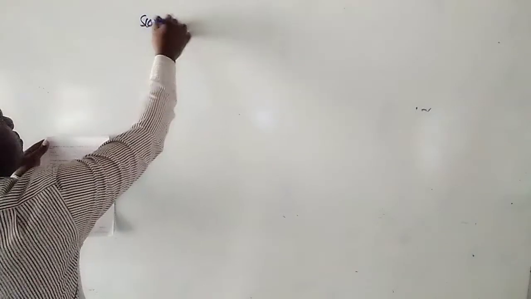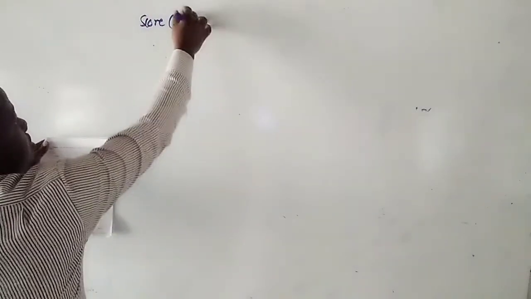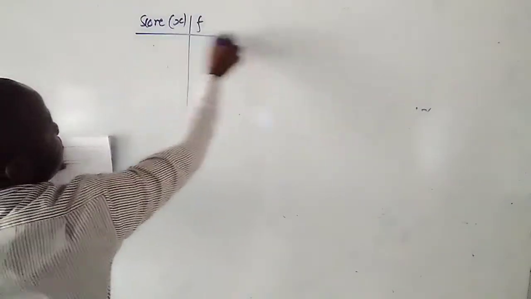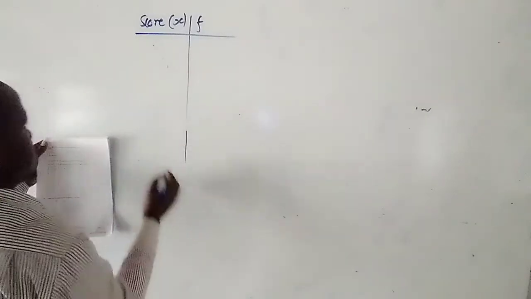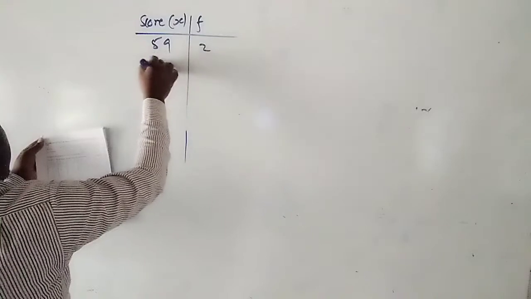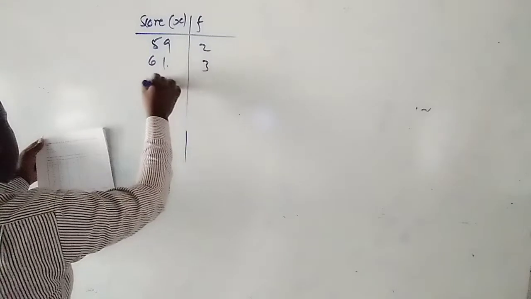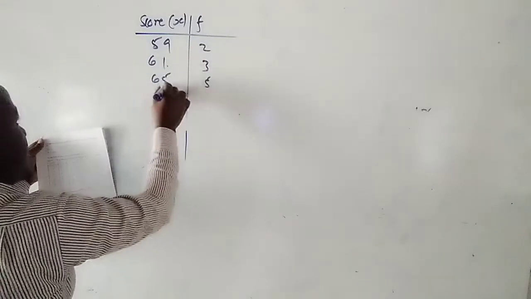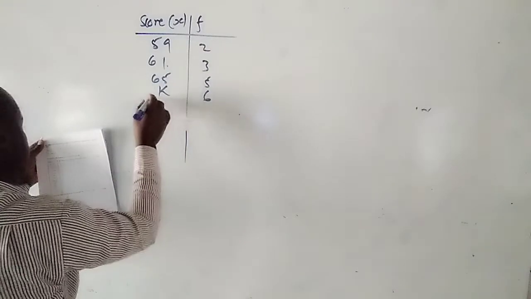We are told the data below shows the marks for 30 students. So we have the score, X, and the frequency F is the number of students. So we have 59, 2 students; 61, 3 students; 65, 5 students; K, 6 students. K is a score which is not known.